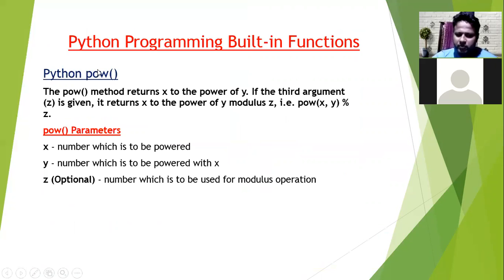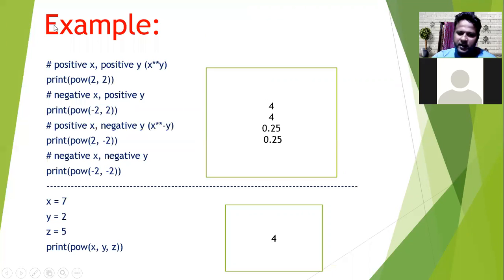Then the Python pow function. The pow method returns x to the power y. If the third argument z is given, it returns x to the power y modulus z. Okay, so if you write x double star y, it is 2 to the power 2. If you write x, y, z, it squares it and divides by 5.